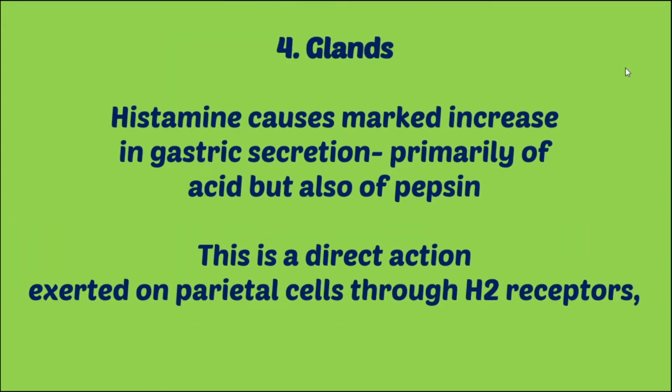Next is on glands. So histamine causes marked increase in gastric secretion, primarily of acid but also pepsin. This is direct action exerted on parietal cells through H2 receptor. Now what does it mean? So in stomach there are parietal cells which are secreting this acid, stomach acid, which is having pH of 1.2 to 3.2, right?